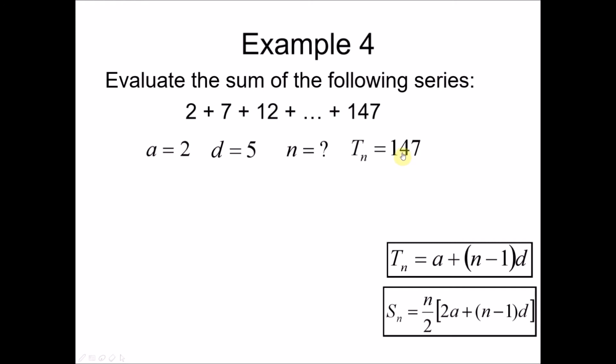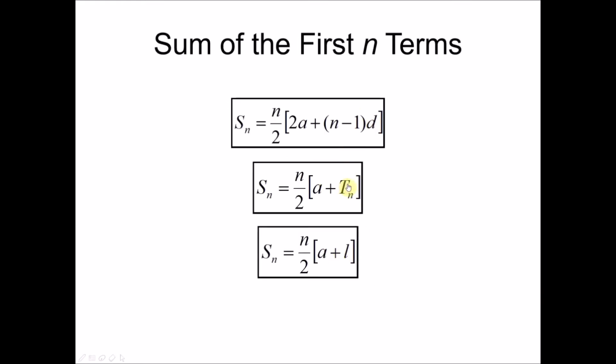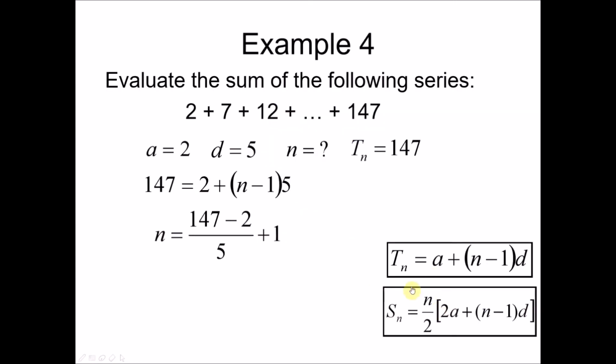Again, we use this formula where Tn is 147, a is 2, d is 5. We substitute inside here, solve this, and you get n equals 30. So we know that there are 30 terms altogether. After we find the value 30, we can use this formula or any one of these formulas since we know the last term. In this case, I just use this formula. Since n is 30, a is 2, d is 5. Substitute into this, I get the answer 2235.